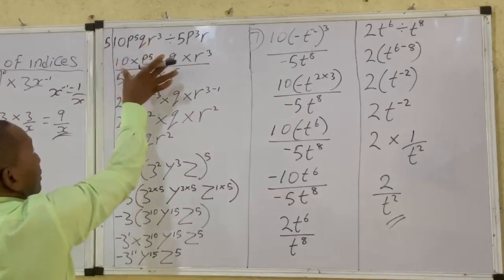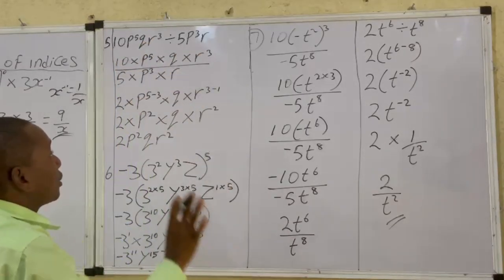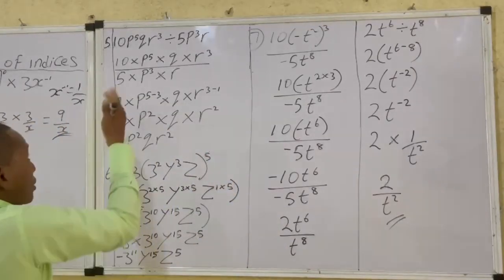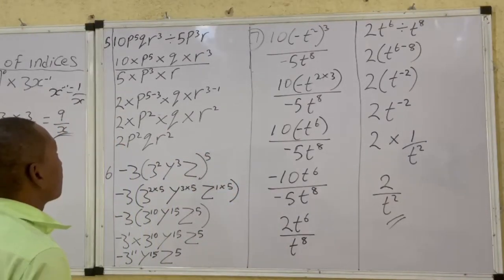I write this as the numerator and write this as the denominator. Then you can solve it. You can try to solve it straight anyway, but let's just do it this way. It's easier to solve this way.